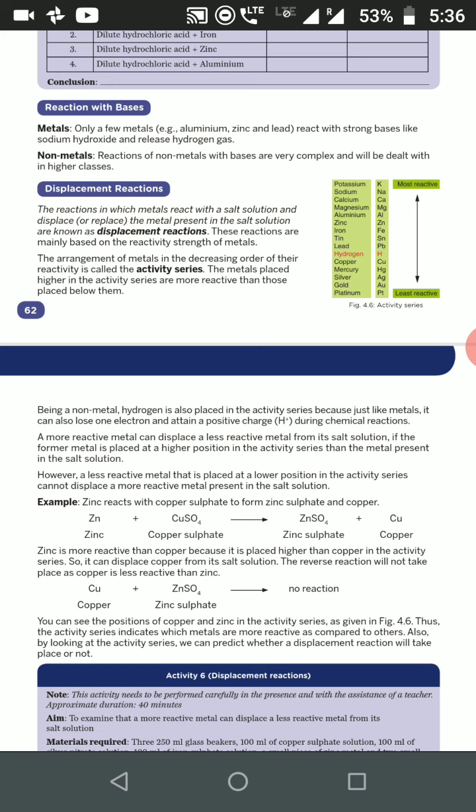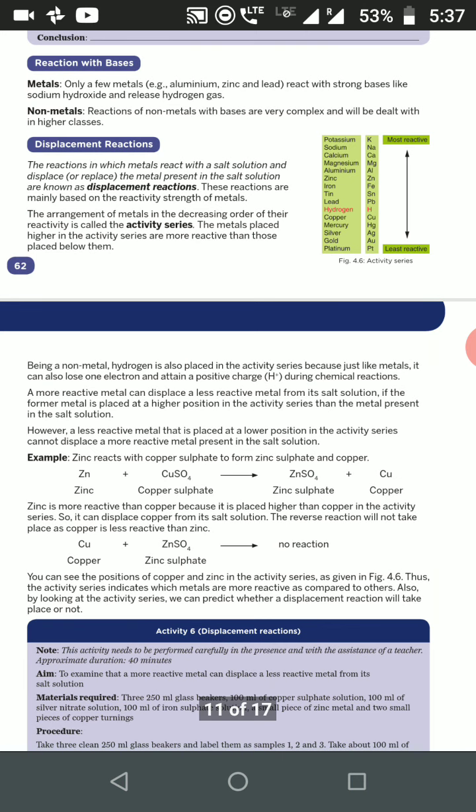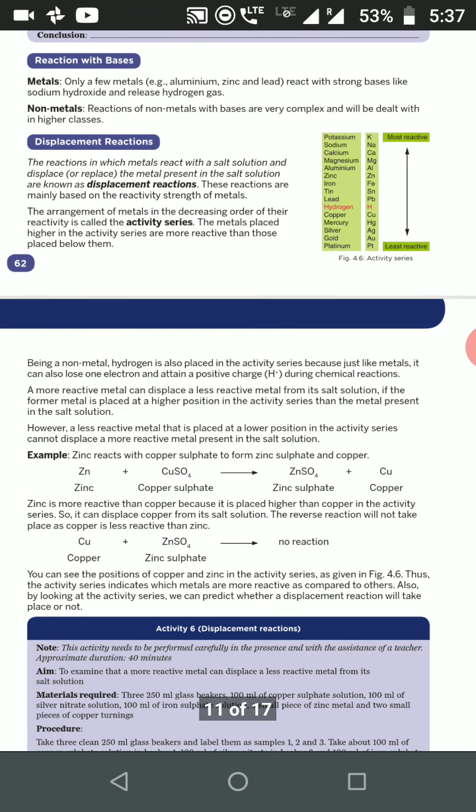Next, displacement reaction, you can write the observation: copper sulfate plus zinc, you will get zinc sulfate plus copper. Silver nitrate plus copper, you will get copper nitrate plus silver. Iron sulfate plus copper, no reaction because copper is less reactive than iron. This reaction will not occur.